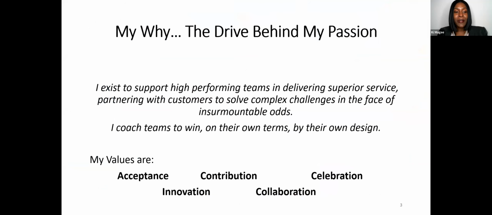On my journey, I've had an opportunity to get a lot of experience. And what I like to say is, when you don't get what you want, you get experience. And with some experience comes a lot of clarity. With every setback, with every failure, with every obstacle, I became very clear about why I needed to continue my journey. I found my why. I exist to support high-performing teams, delivering superior service. I partner with leaders and teams that are working under highly austere environments that are up against insurmountable odds. I help them to win on their own terms and by their own design.